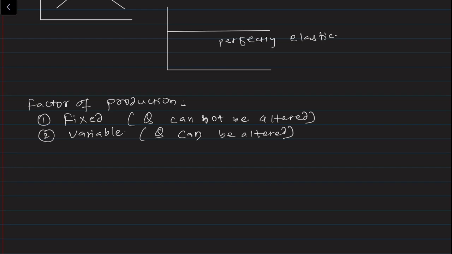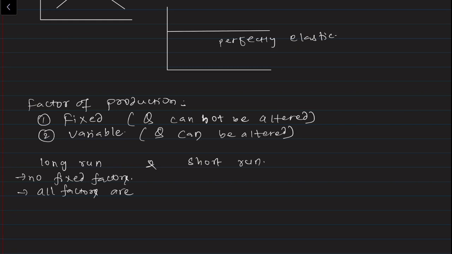Now in economics, we do not specify the time horizon. Normally we say long run and short run. So long run is the time horizon in which there are no fixed factors, so all factors are variable. And short run is the time horizon in which some factors are fixed, and these factors cannot be changed. All right.